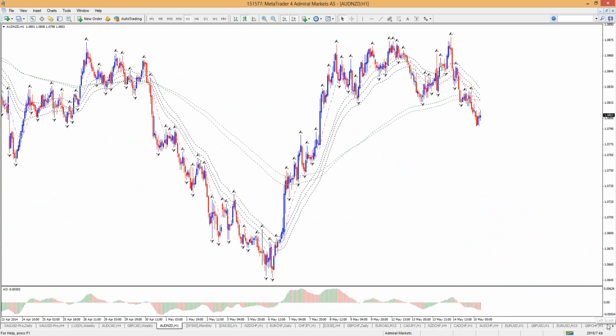What else? Does anyone have a preference, by the way? Maybe one currency pair that I haven't mentioned yet? All right, so let me know in the chat. I'll be back in 30 seconds.